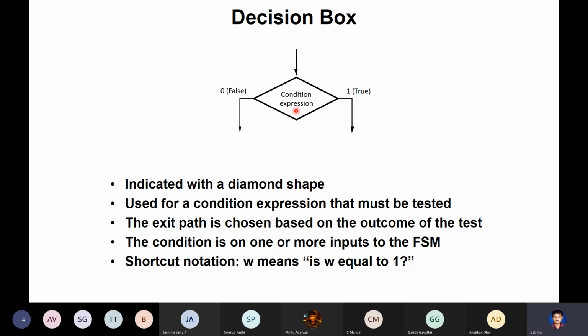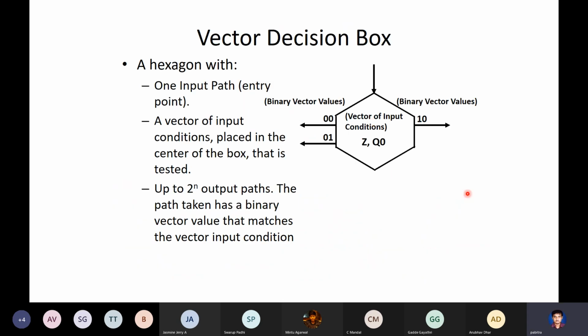Of course, you can use shortcuts, like you can just write W, meaning W equal to 1. You can also have a vector decision box denoted by a hexagon. Here the condition check is on a binary vector Z, so the input is a binary vector Z, and you can have multiple conditions, Q0 and so on. Since this is a binary vector, for different combinations of values of this binary vector, you can have multiple outputs, multiple paths, from this decision box. That's why it's a hexagon, a vector decision box.